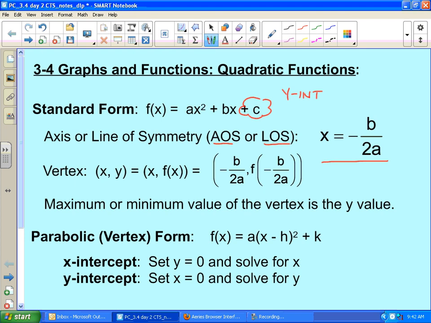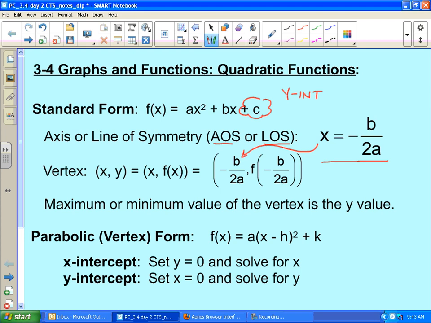So I use that in standard form. I use this to help me find the x part of the vertex. That's an important component there. Now, if I had an application problem, this would be something that says, where is the maximum occurring? Or if you're talking about height and time, that's going to be how long does it take for the object to get to its highest or lowest point type of a thing. But that's the x part of the vertex.